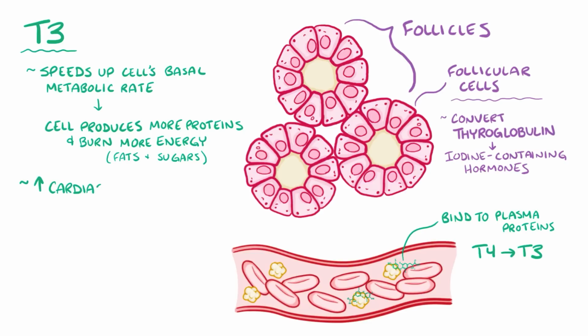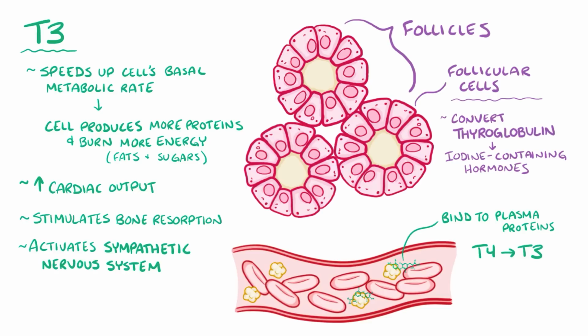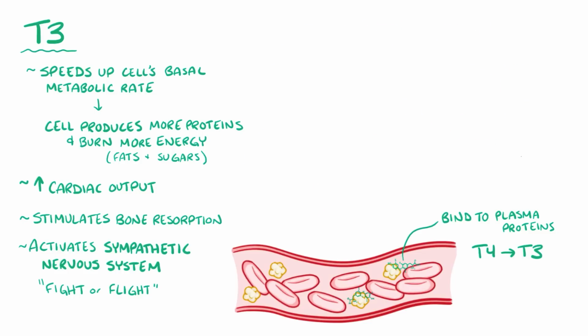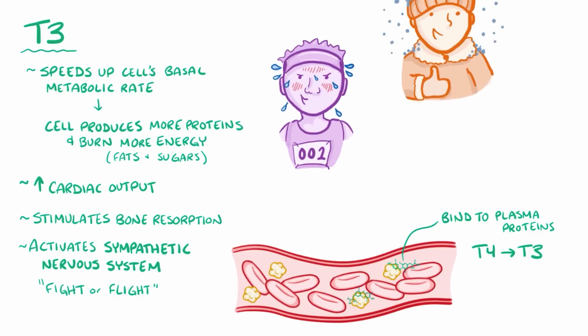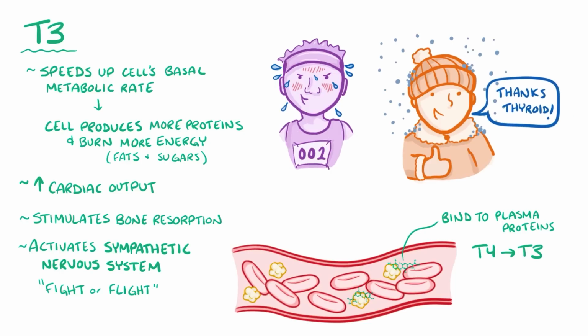T3 increases cardiac output, stimulates bone reabsorption, thinning out the bones, and then activates the sympathetic nervous system, the part of the nervous system responsible for our fight or flight response. Thyroid hormone is important, and the occasional increase can be really useful when you need a boost to get through the final rounds of a sporting competition, or when you're trying to stay warm during a snowstorm.